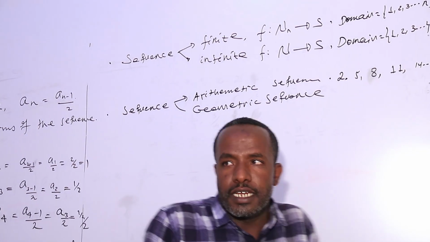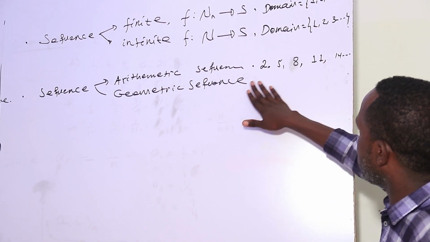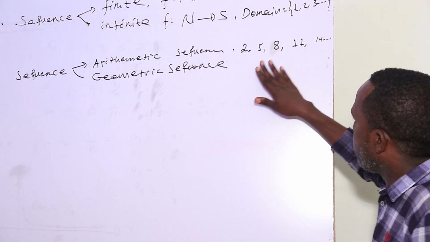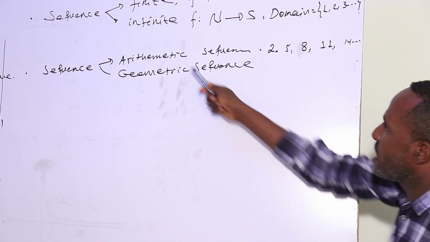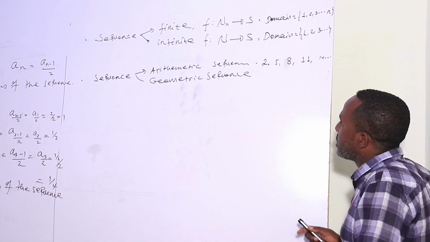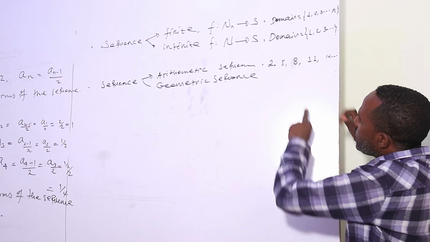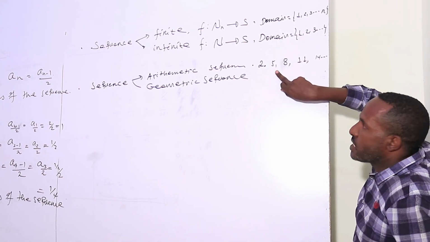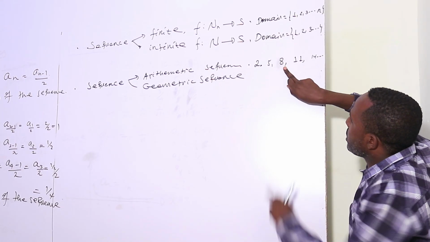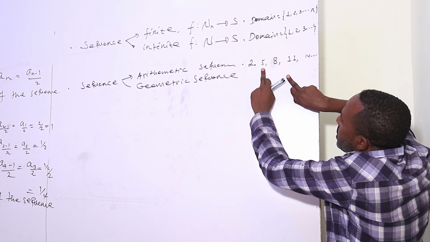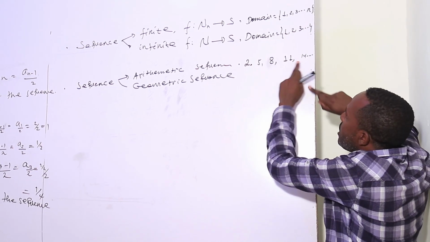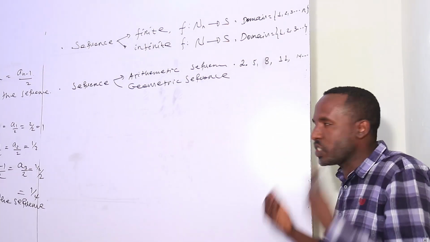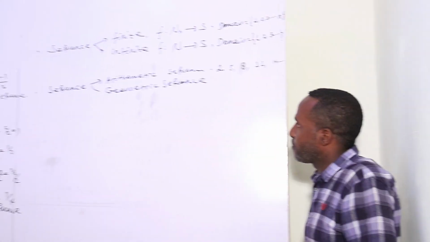Look, class, you can observe this sequence. Of course, this is a pattern of numbers, and we can call it an arithmetic sequence. An arithmetic sequence is a sequence in which the difference between two consecutive terms is constant. Look at the differences: 5 minus 2 is 3, 8 minus 5 is 3, 11 minus 8 is 3, and 14 minus 11 is 3. This kind of sequence is a special case known as an arithmetic sequence.